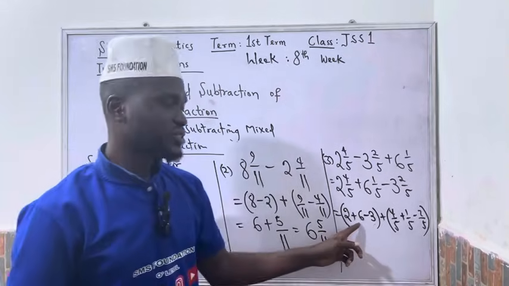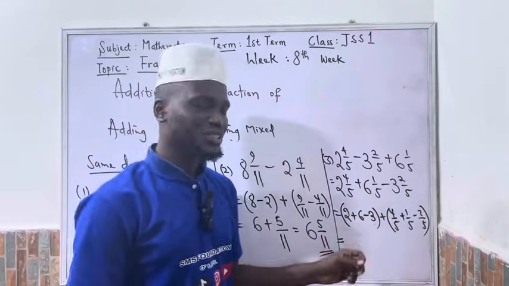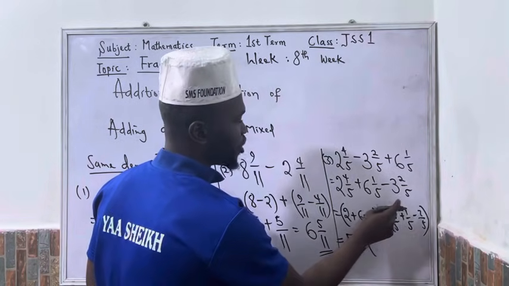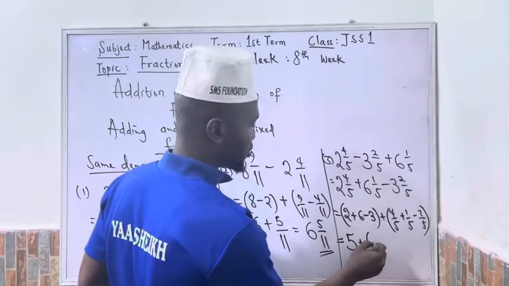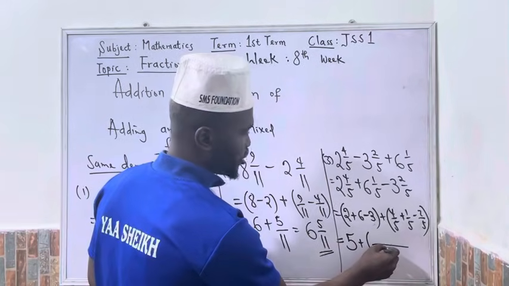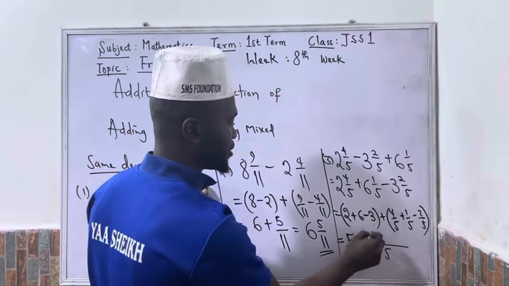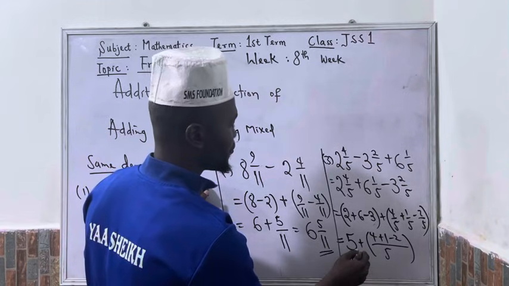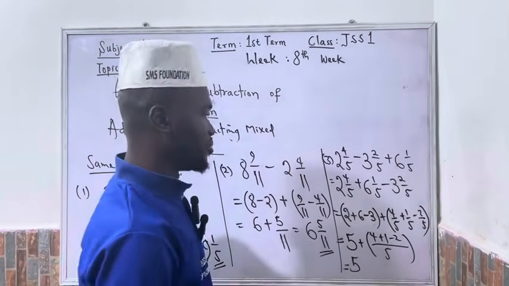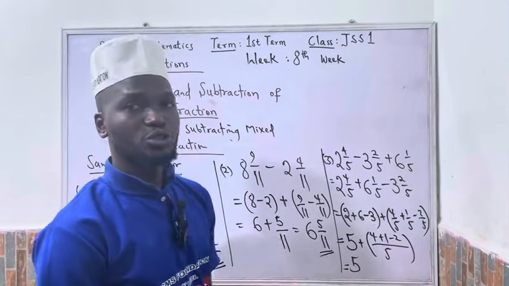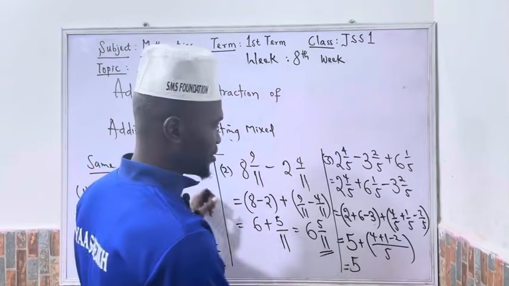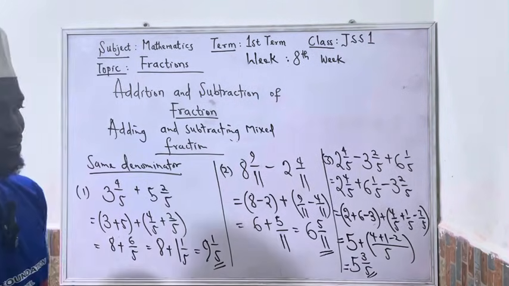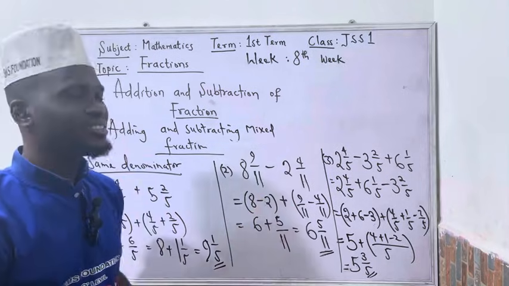So now, 2 plus 6, that will give me 8. Then 8 minus 3, that will give me 5. Plus, this time around, these are fractions with the same denominators. I will just put them together. So this will give me 5. This is 4 plus 1 minus 2. If you remove the plus, no problem. So 4 plus 1, that's 5. 5 minus 2, that's 3. So that's 5 whole number, 3 over 5. You can see how easy this can be.